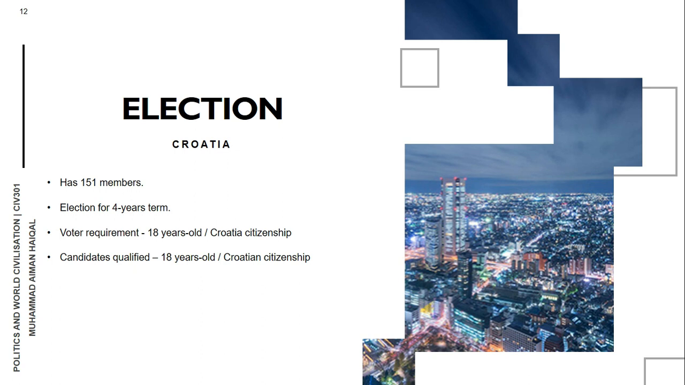The people of Croatia who are entitled to vote must be at least 18 years of age or older. In order to be an election candidate in Croatia, someone must be at least 18 years old to be nominated. In addition, citizenship of Croatia must also be ensured.